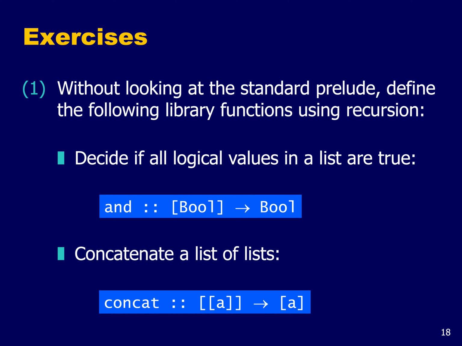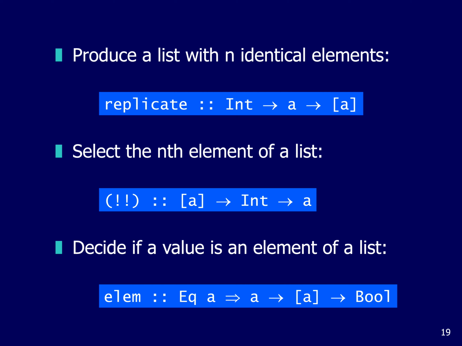The first one is to define a bunch of standard library or standard prelude functions. For example, I've asked you to define the logical AND function, the concatenation function, and a few others. And they get progressively more tricky, so they illustrate different points. I would suggest you try and define some of these functions yourself using recursion. And as you'll see, as it goes on, you need to think a little bit more carefully.